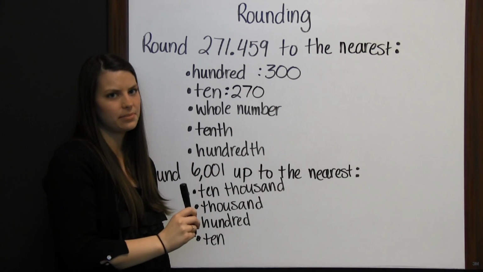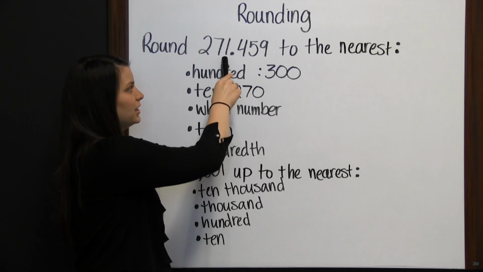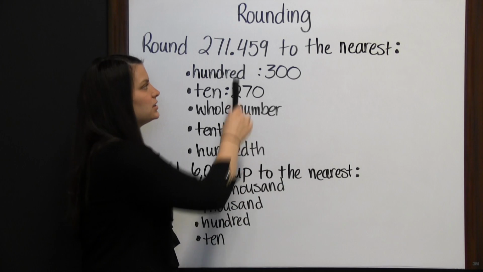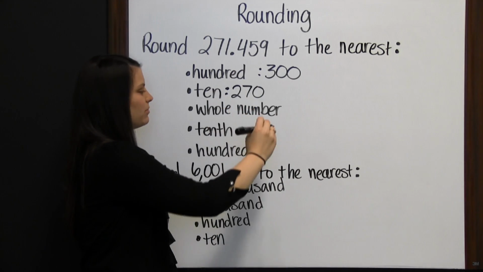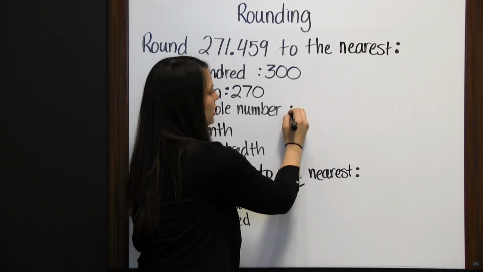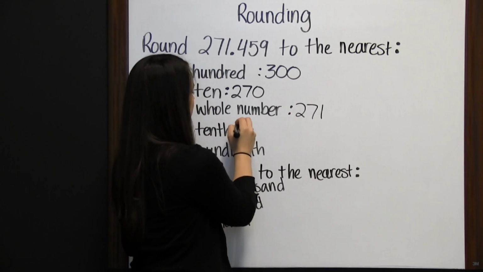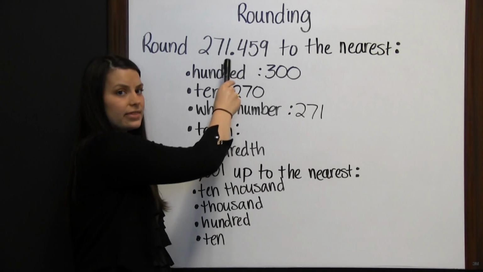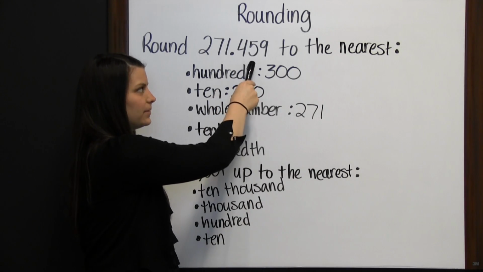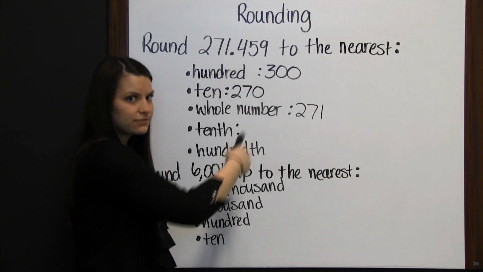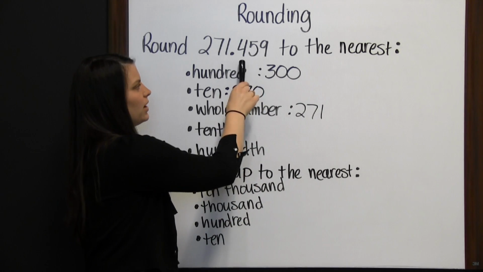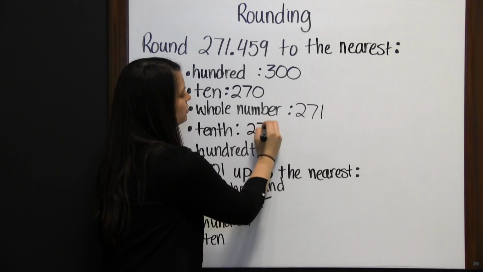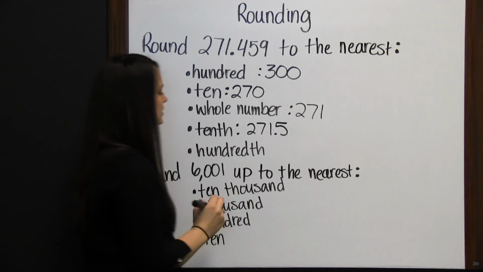Next, we're going to round to the whole number place. So we look at 1, it's in the whole number place. The digit to the right of that is a 4. Since 4 is less than 5, then our number stays the same at 271. If we are rounding to the tenths place, 4 is in the tenths place, so we look to the right, and the 5 is 5 or greater. Therefore, we need to round our number up, so the 4 is going to go up to a 5. So that would be 271 and 5/10.